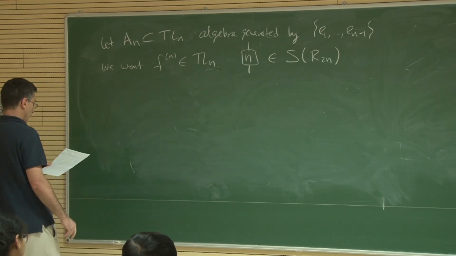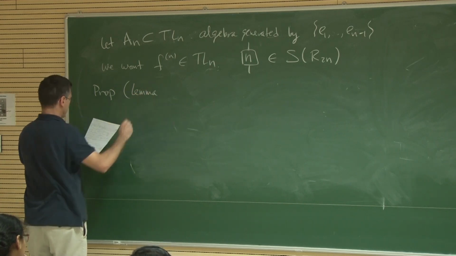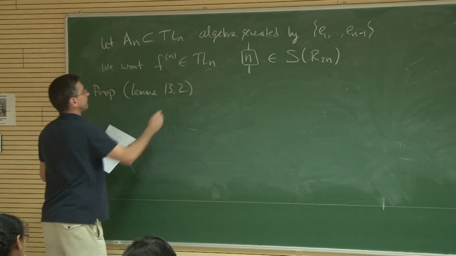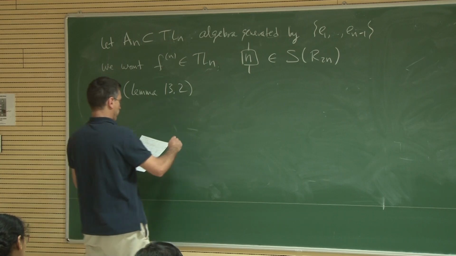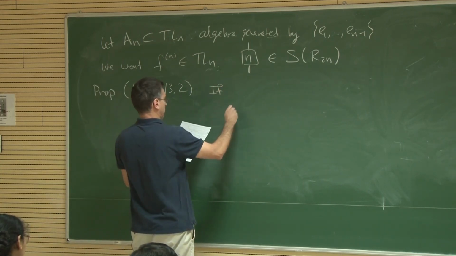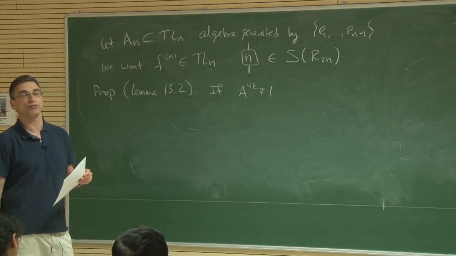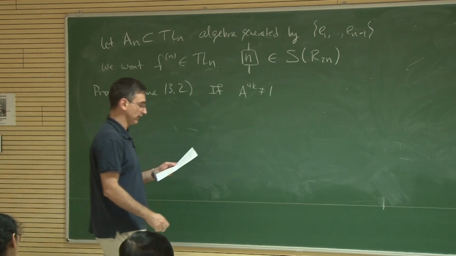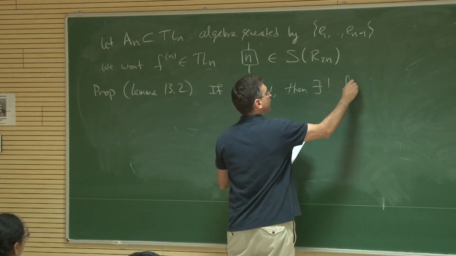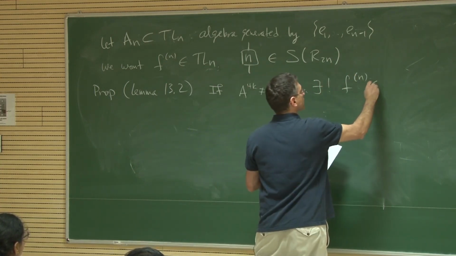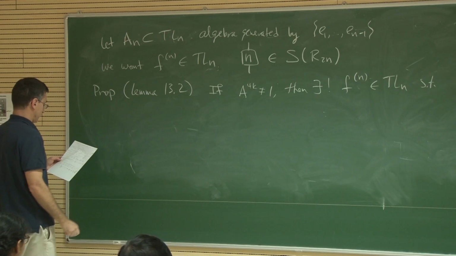Okay, and so the proposition in Licorice's book, this is lemma 13.2, is that if a to the 4k is not 1, so again, we have to always avoid certain roots of unity because the representation theory is just different there, then there exists a unique Jones-Wenzel idempotent sitting in TLN such that we have the following properties.